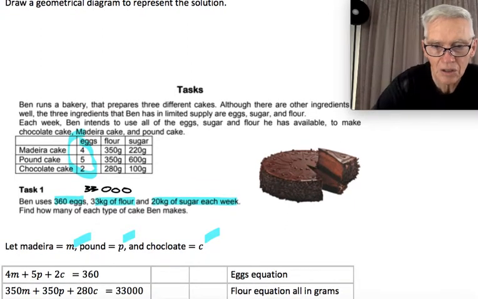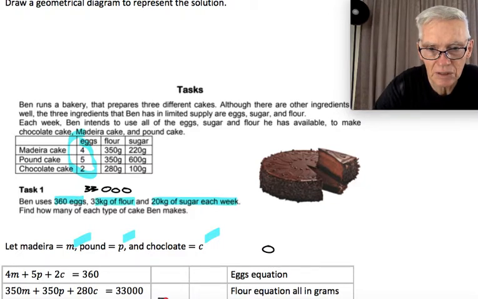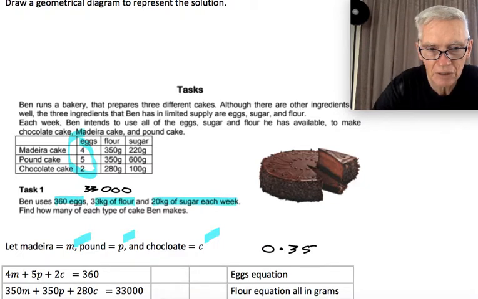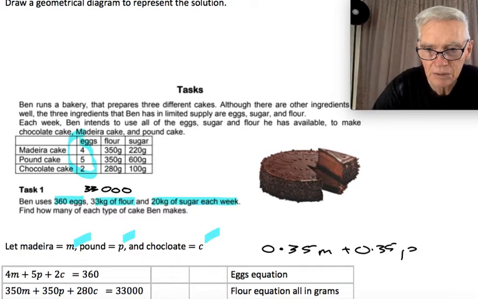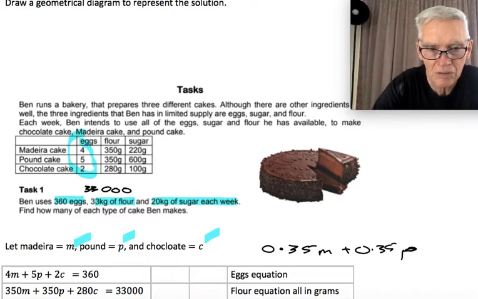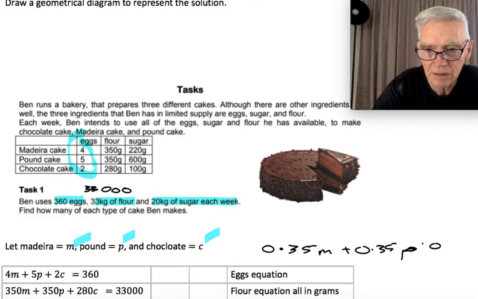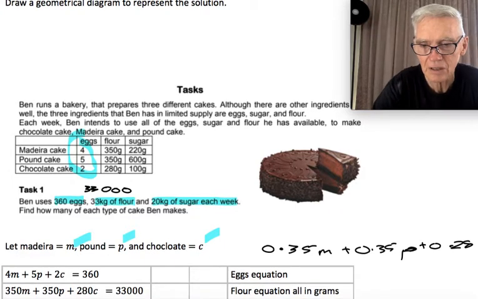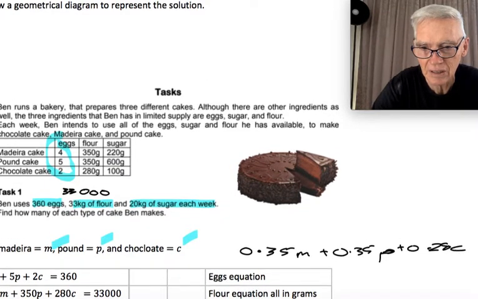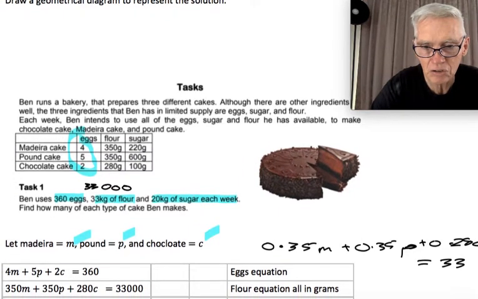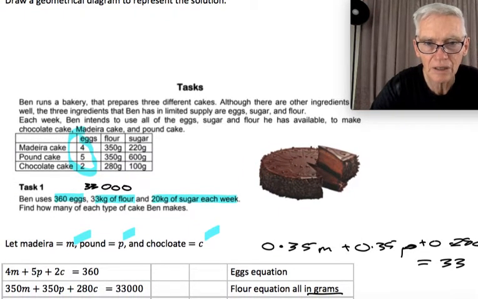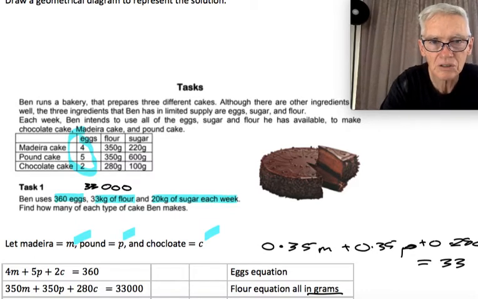Put your variables in. You could have written it all in kilograms. If you did, you would have 0.35 kilograms for the Madeira, and 0.35 kilograms for the pound cake, and then you would have 0.28 kilograms for the chocolate cake, which we have as C. And that would equal 33, because that would be all in kilograms. But I've chosen to do mine all in grams. You can do it either way as long as you're consistent, but don't mix your grams and your kilograms up. That is not a good idea.